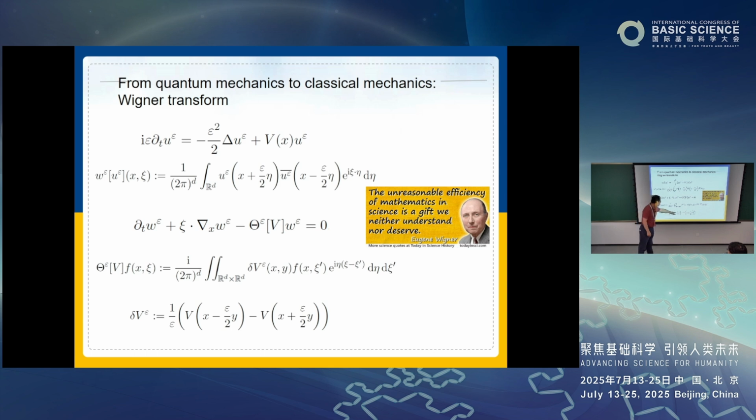Where delta V is given here. So this equation is sort of an equivalent form of the Schrodinger equation, or Wigner equation. Now, this term, if we assume epsilon is small, if I take a Taylor expansion on this term, you can see the Taylor expansion around x.